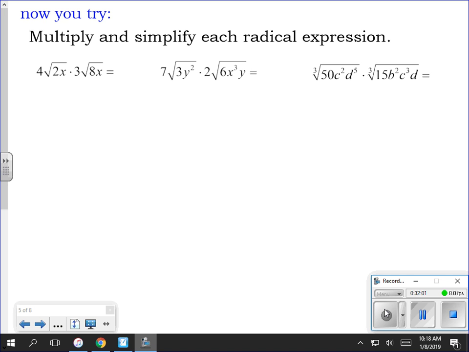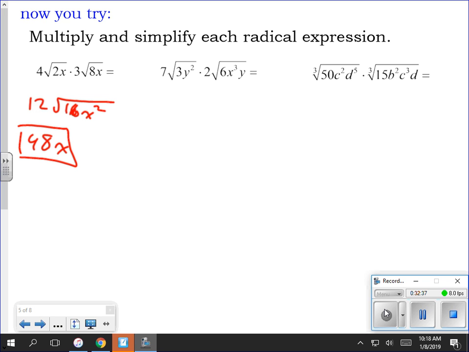Okay, so let's do these. First one, multiply everything outside, everything inside. It's the easiest way to do this one. 4 times 3 is 12, and then I get the square root of 16x squared. Okay, and that's actually not that bad. Square root of 16 is 4. 4 times 12 is 48. Square root of x squared is x. I get 48x. Radicals all go away.